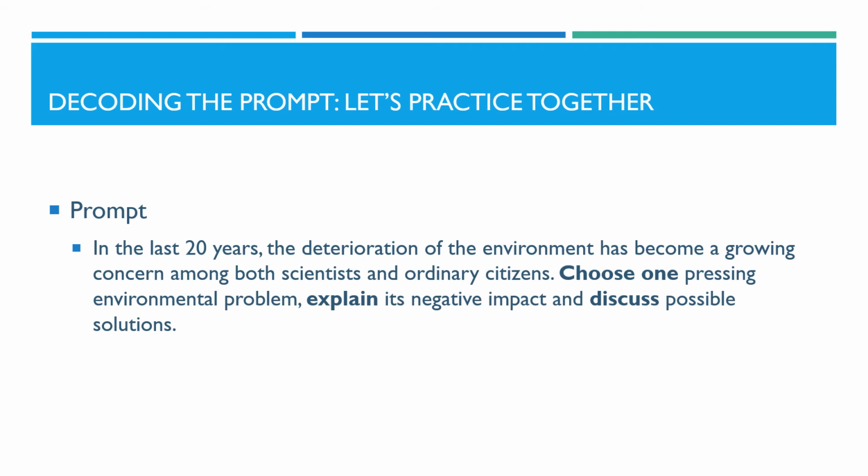So I went ahead and bolded the words that stuck out to me while I was decoding the prompt, and I would encourage you to do the same in the test while you're taking it as well. So we know based on this prompt that we have to pick something that's fairly current in the last 20 years. We only want to talk about one environmental problem. So again, this is where we take our cue from the prompt. We're not going to discuss all the environmental problems. So in this case, the more specific, the better.